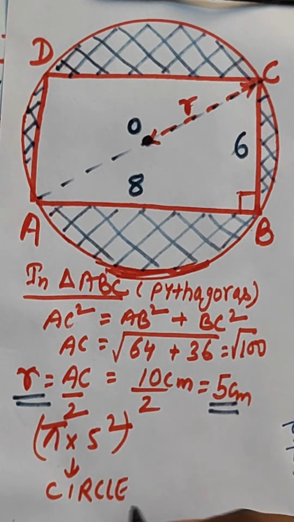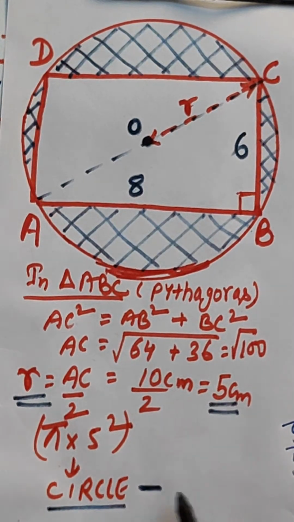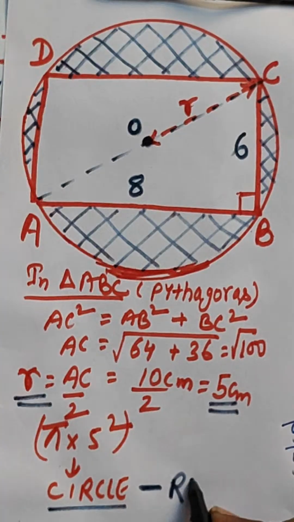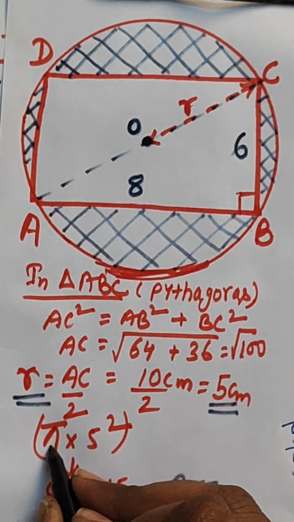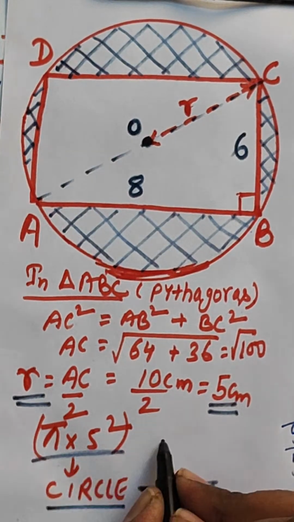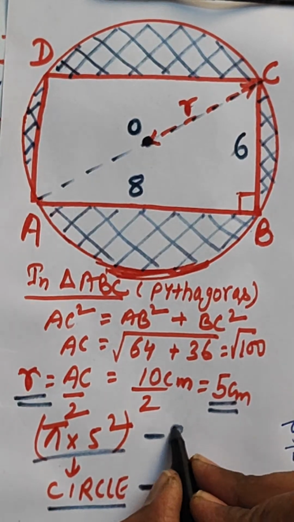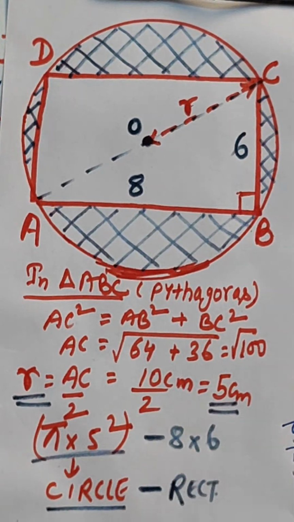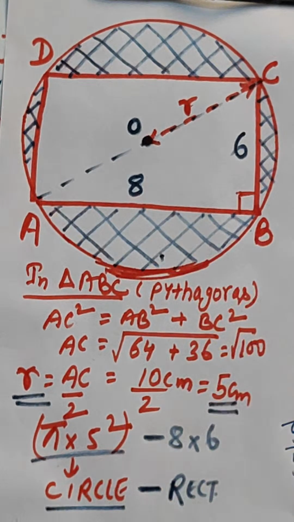From the area of the circle, subtract the area of the rectangle, that is, from pi into 5 square, subtract the area of the rectangle, that is 8 into 6, right? You will get the area of the shaded region, my dear friends, right?